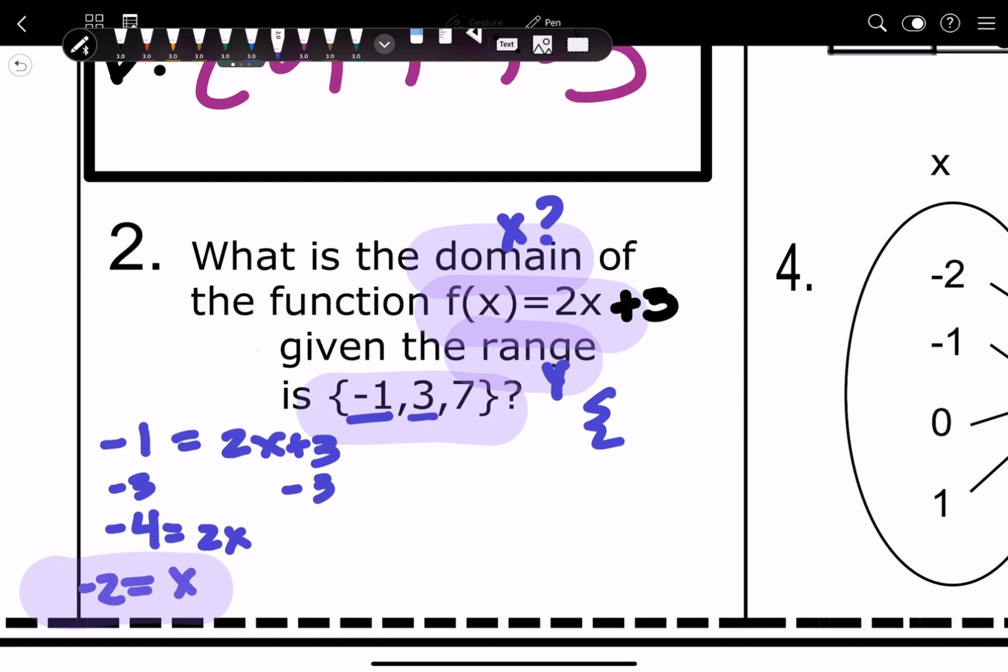All right, so now we've got 3, so I'm going to set 3 equals 2x plus 3. Subtract 3, these 0 out, 0 equals 2x. Well, hey, 0 divided by anything, that's just going to give me 0. That one was easy.